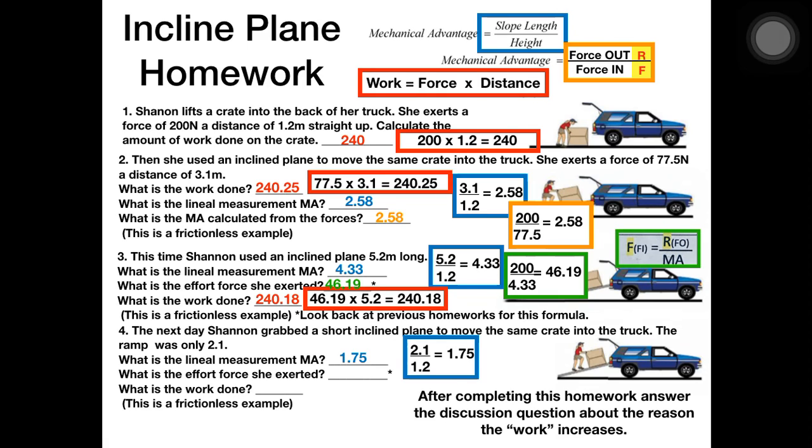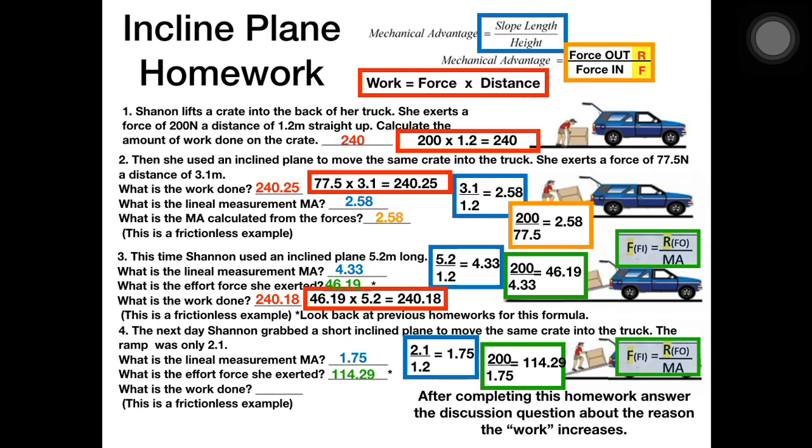The next question says, what is the effort force she exerted? So once again, we need to use our green formula here from a previous homework. We're looking at the effort force she exerted, the F, force in. We know that the R is 200, and we know what the MA is because we just figured that out. So 200 divided by 1.75 equals 114.29. So the effort she put in was 114.29 newtons.